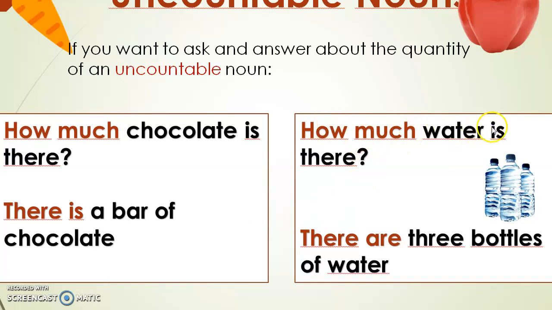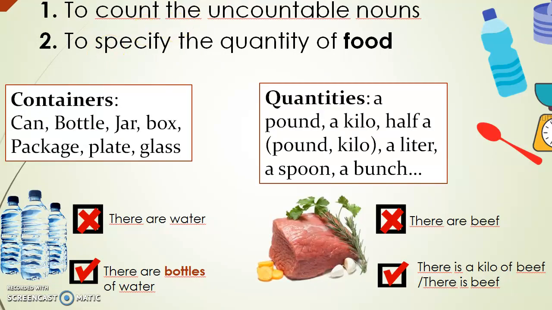And the other one, how much water is there? Remember that it's not possible to say una agua, dos aguas, tres aguas. In Spanish we can, but in English we can't. So in this case, we think about the container, 1, 2, 3. There are 3 bottles of water. Okay.